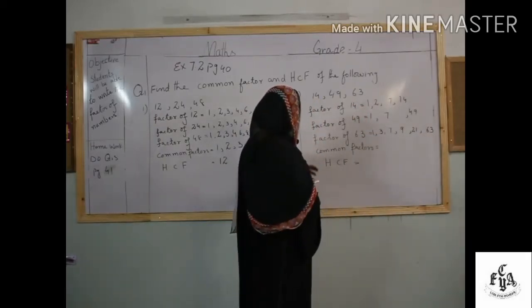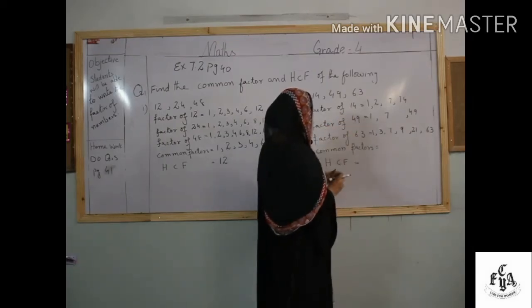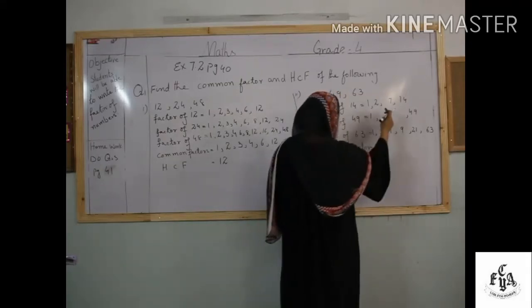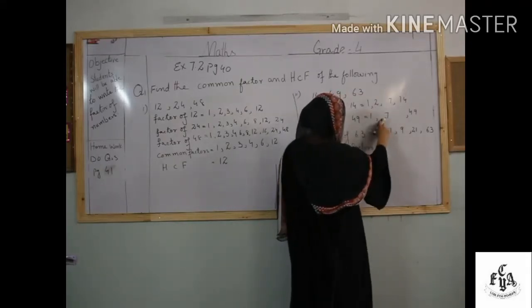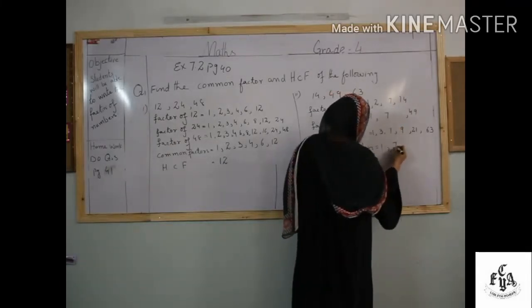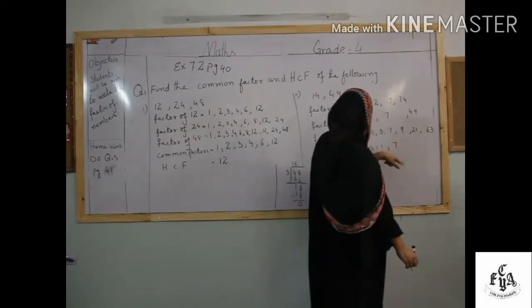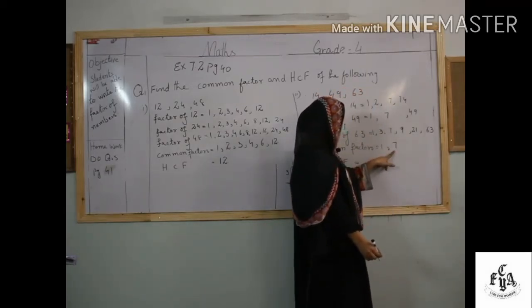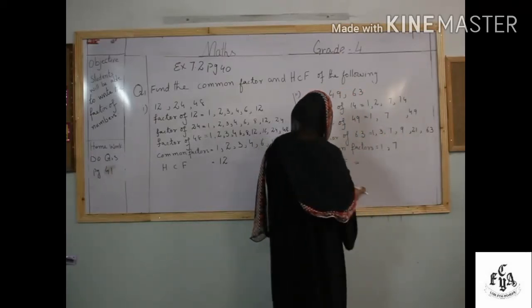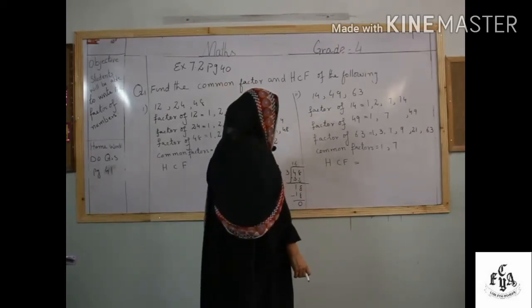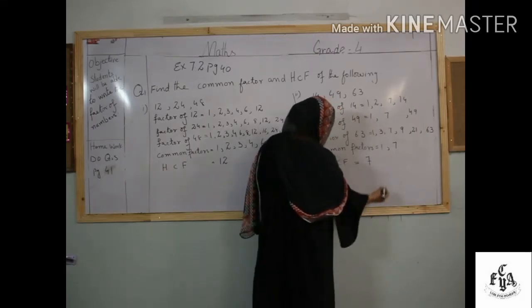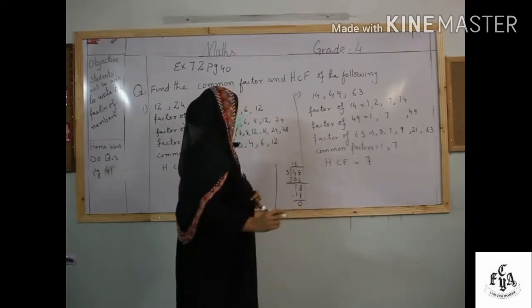Common factors of these three numbers 14, 49 and 63: 1 is common in 3 numbers. Now here is 2, here is not 2, here is also not. 7, 7 and 7. Next number is 7. There is no other number common in these 3 numbers. So we have 1 and 7 as common factors. And in these 2 numbers, the highest number is 7. So I will write 7. HCF is 7.